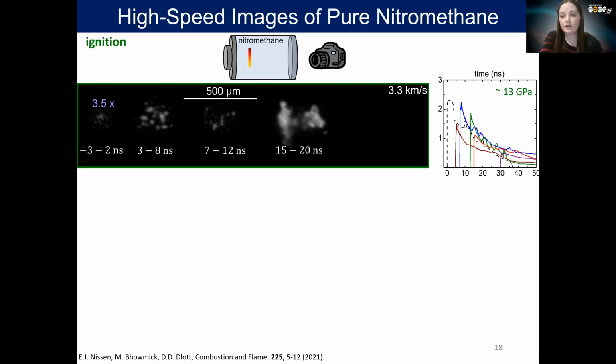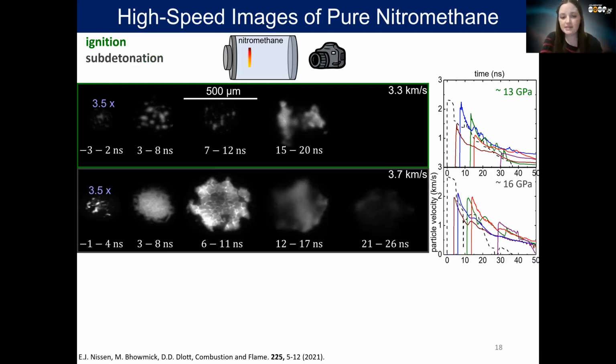Then if we increase our energy just a little bit more to 16 gigapascals, this is where we start to see something really interesting. Right when the shock enters the material at about 1 nanosecond, we see these hotspots start to form. They do a really good job of coalescing into this nice, hot, luminous disk. Then at about 6 to 11 nanoseconds, we see the diameter has increased, and this is where we finally see those cellular structures start to form in the shock front. However, this is why we call it subdetonation. There's just not enough of those reactions to maintain it, and it slowly fizzles out and dies away.